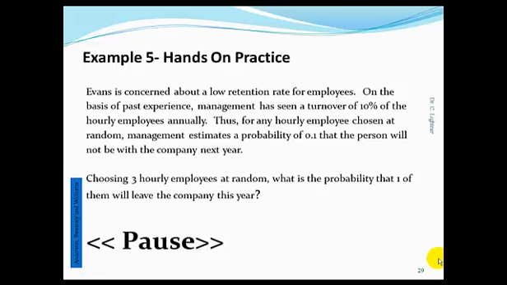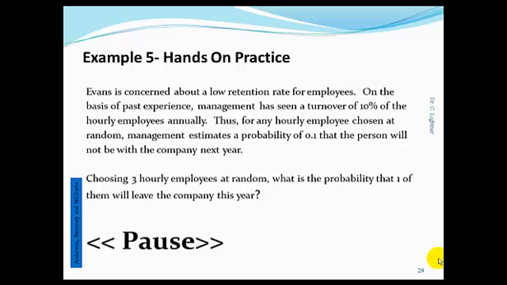Now let's get some hands-on practice. Evans is concerned about a low retention rate for employees. On the basis of past experience, management has seen a turnover of 10% of the hourly employees annually. Thus, for any hourly employee chosen at random, management estimates a probability of 0.1 that the person will not be with the company next year. If we were to randomly select 3 hourly employees, what is the probability that one of them will leave the company this year?